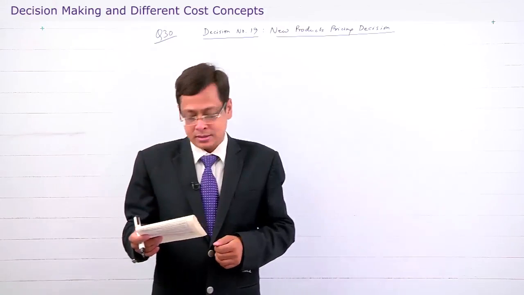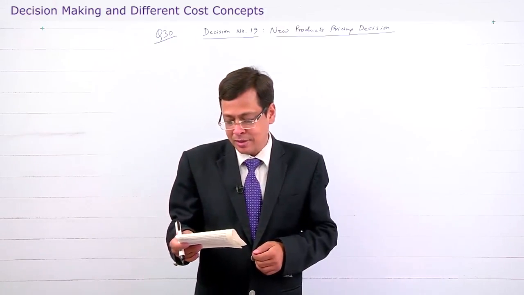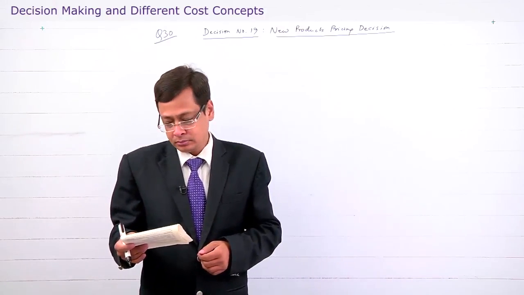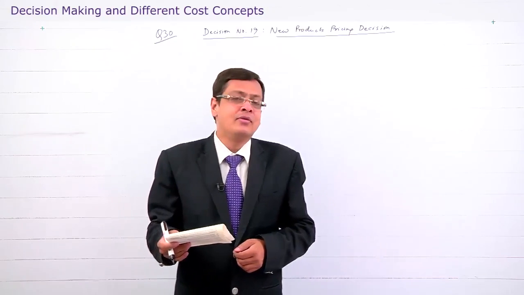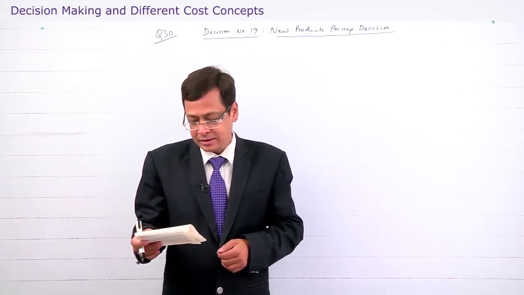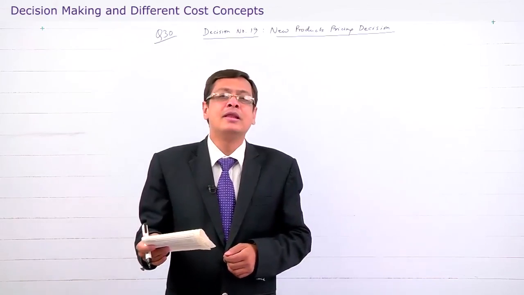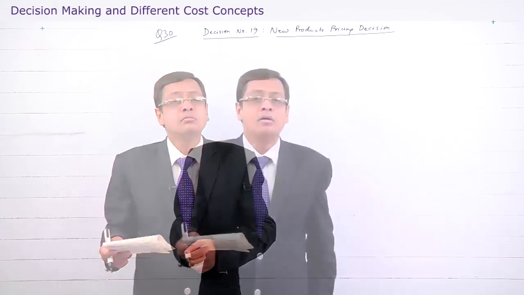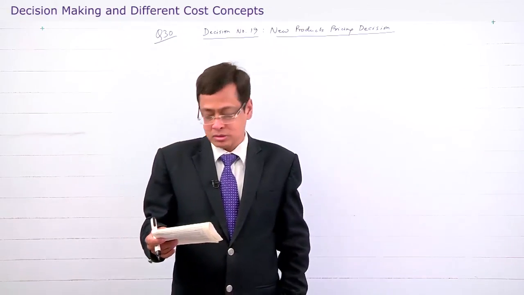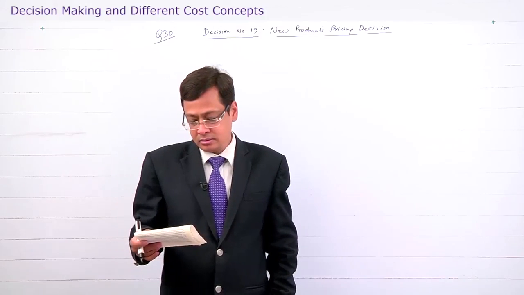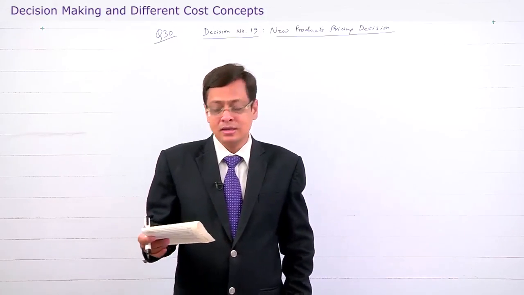So the question says, X Limited specializes in manufacture of laptops. They have recently developed a new technology and come out with a new variety of laptop. They are confident to sell 8,000 units which they will be making in a year.